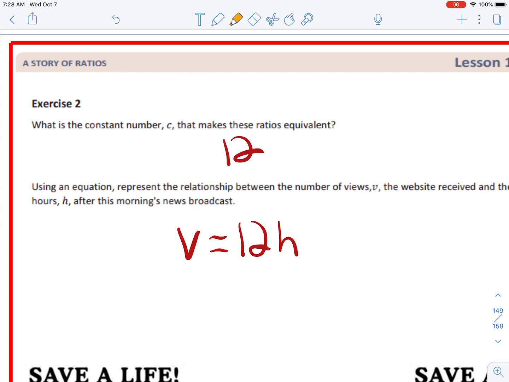Okay, it doesn't matter what number is in the H column. You're always going to multiply it by 12 to get the number of views. Okay, let's move on.